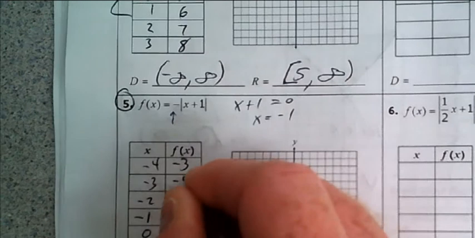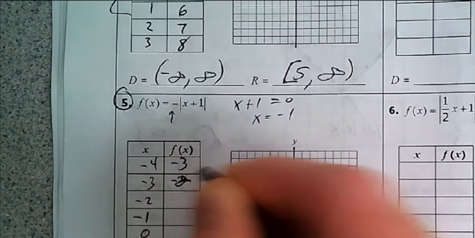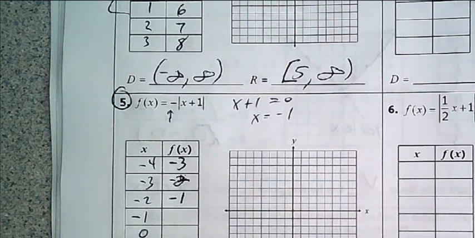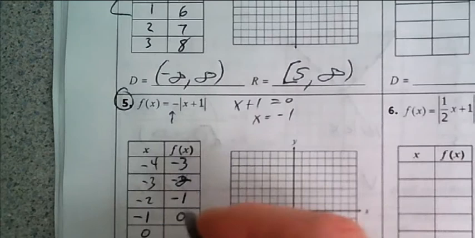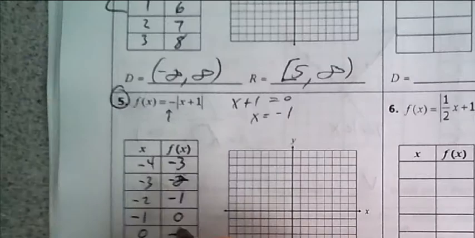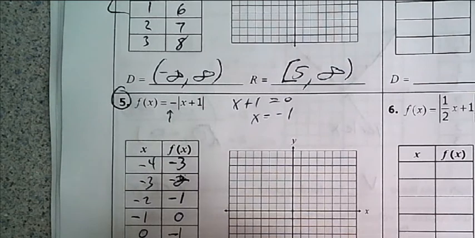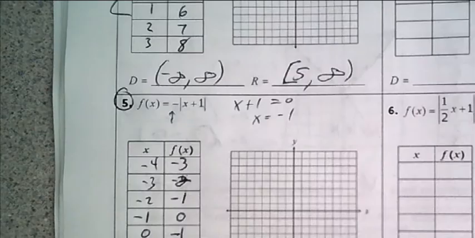Negative 2, negative 1, 0, and then what does it do? Starts over, going back up, right? It has to, it's not absolute value.